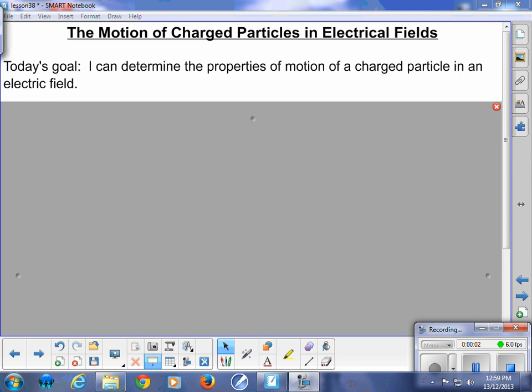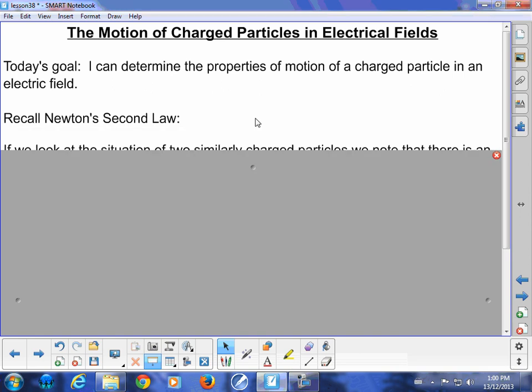All right, so welcome to the lesson on motion of a charged particle in an electric field. Last lesson for the electrical part, or the middle third of this unit. What I want you to be able to do is determine the properties of motion of a charged particle in an electric field. So let's take a look.